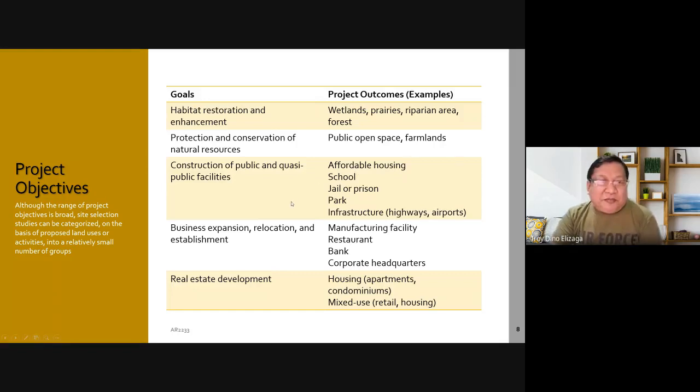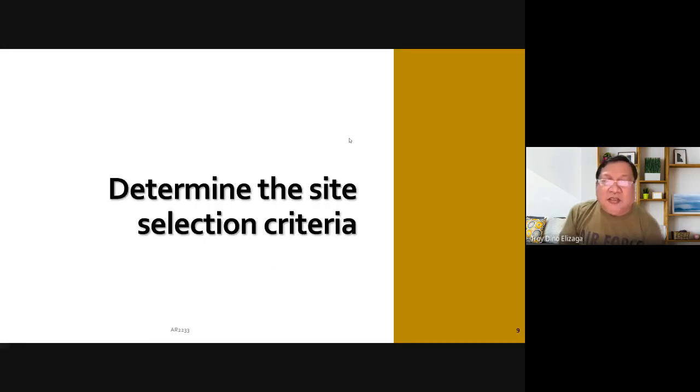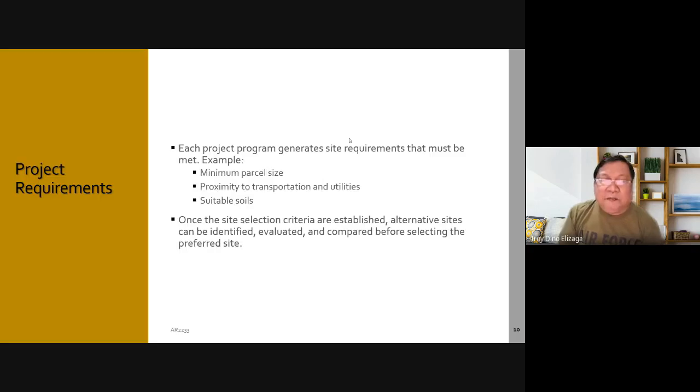So there are many goals and more, and each goal can differ. It depends on the project really. It's the client who tells you what they really want to happen, and as architect and planner, it's your duty to make sure that they get what they want, but also you have to educate the client because sometimes they might ask for something which is not possible or maybe detrimental to them. You being the expert, you have to give good advice. Next is to determine the site selection criteria.